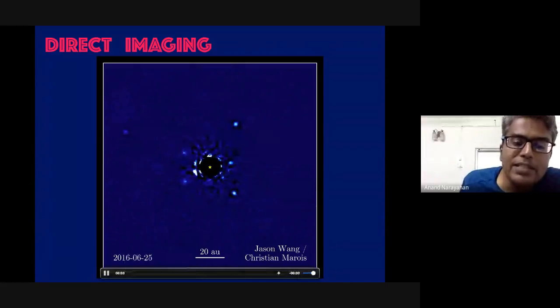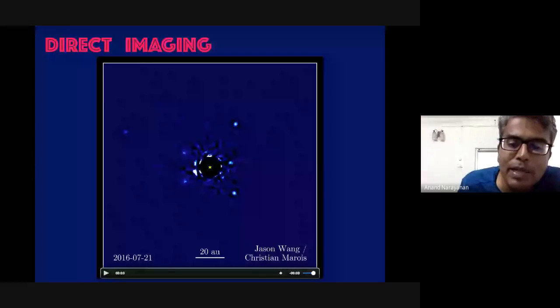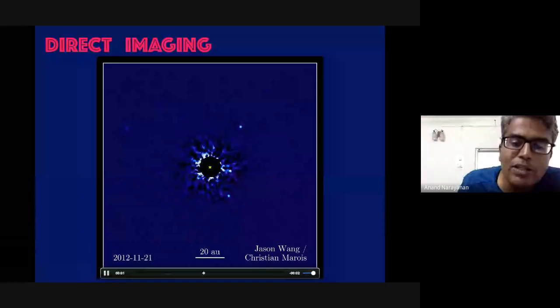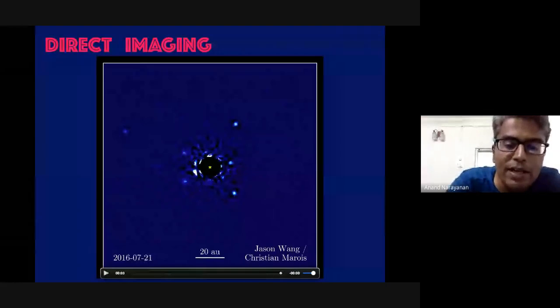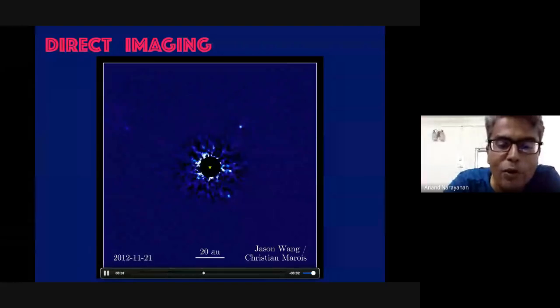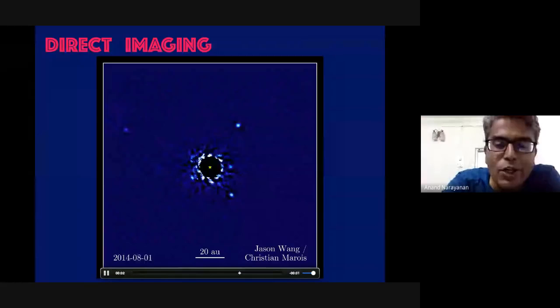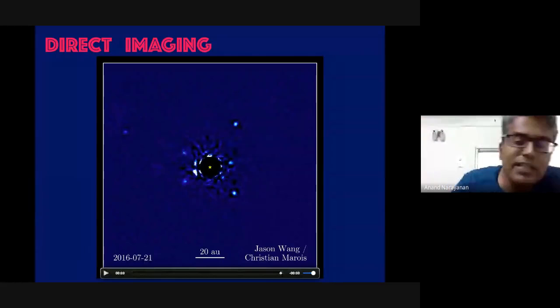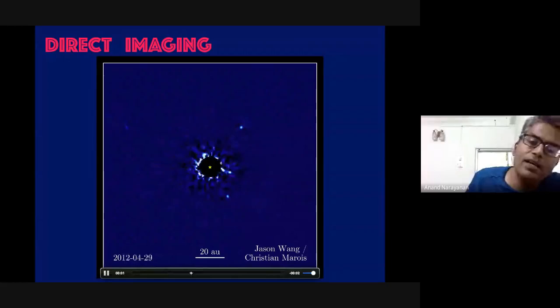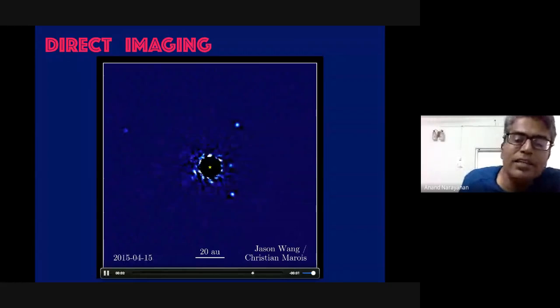And as the dates change, you can see that the planets are also moving around the star. So that is 7 years of data put together, 4 seconds of animation. So this shows that these planets are actually revolving around that star. So what you are looking at here are actual images of extrasolar planets.